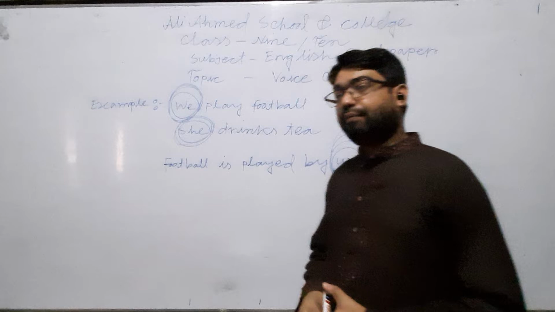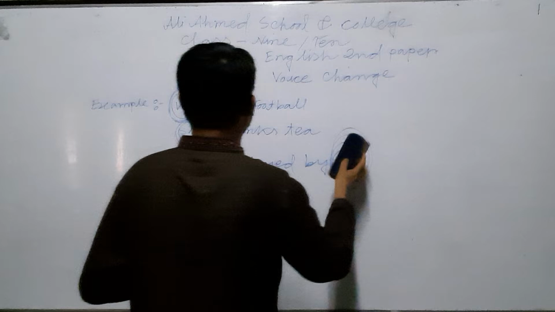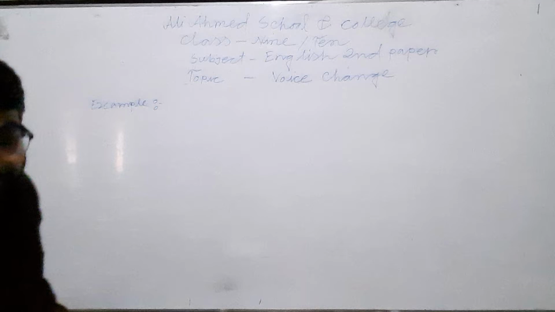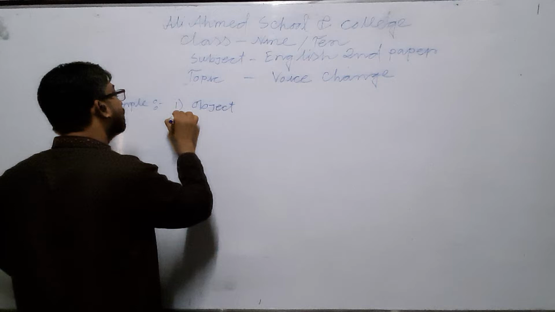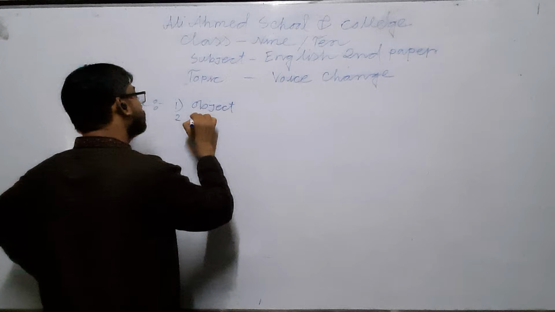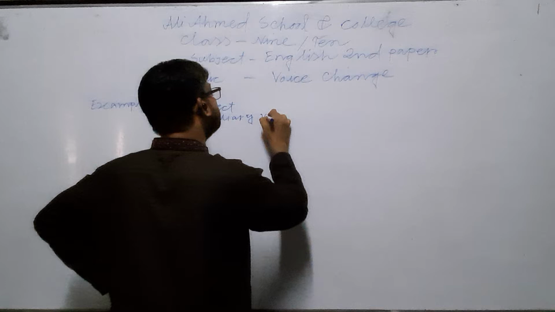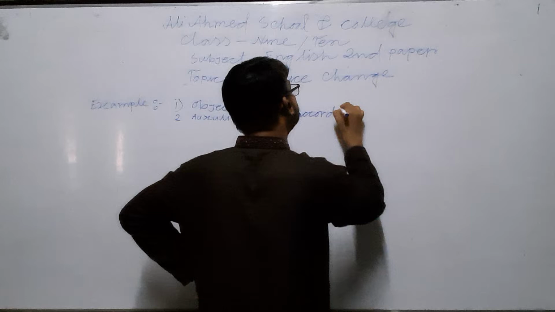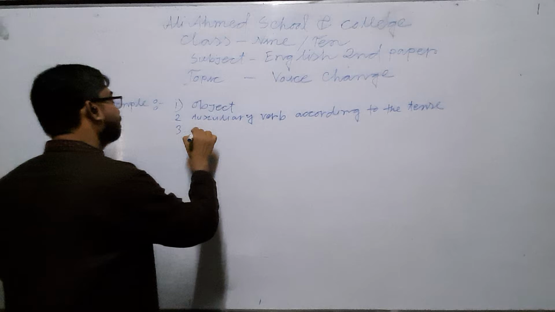We may change the voice of a tense depending on a common structure. That common structure of the voice is like that. Number one, object. Number two, auxiliary verb according to the tense. Number three, past participle form of verb.